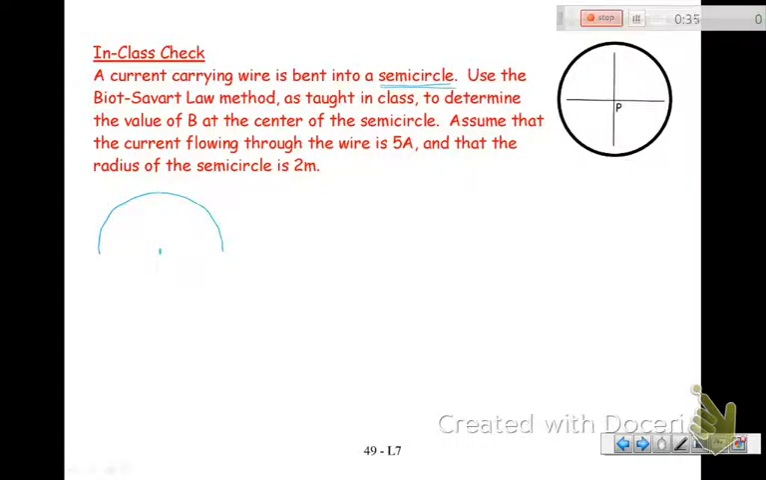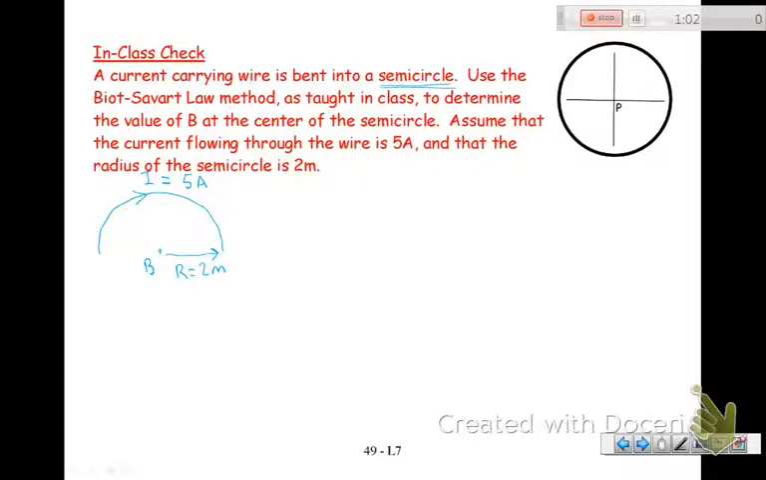It says to assume a current flowing through it of 5 amps. So I is equal to 5 amps. And the radius of the semicircle, R, is equal to 2 meters. And I want you to find me my B here. And you're going to be using the method of Biot-Savart as taught in class.